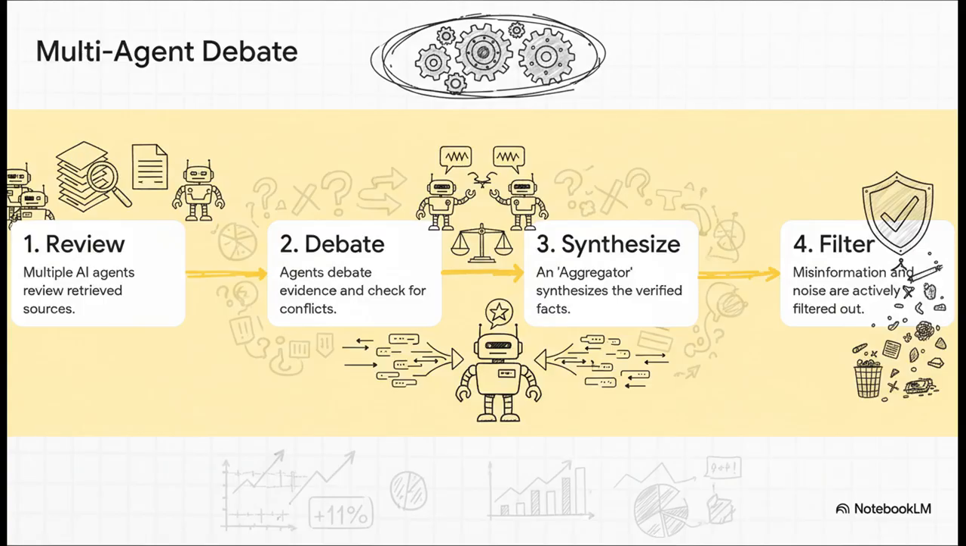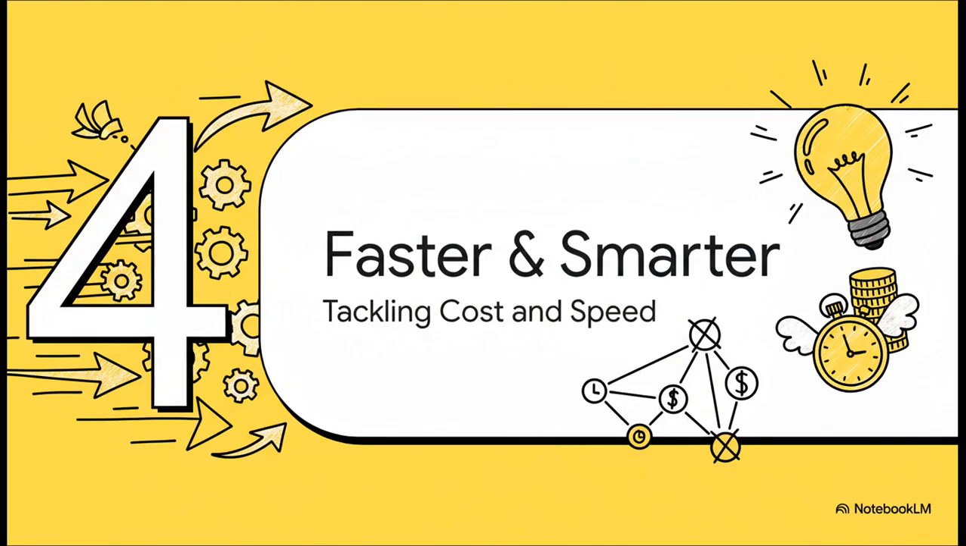You've got different AI agents that all review the evidence, they literally argue with each other about whether it's legit, and then a final aggregator AI synthesizes only the facts that they all agree on. It's an internal fact-checking machine, and it's been shown to boost accuracy by over 11%. Okay, so these systems are insanely powerful, but all that power costs a lot, both in speed and in money. All that thinking and debating takes a ton of time and energy. So how do we make this stuff practical enough to use every day?